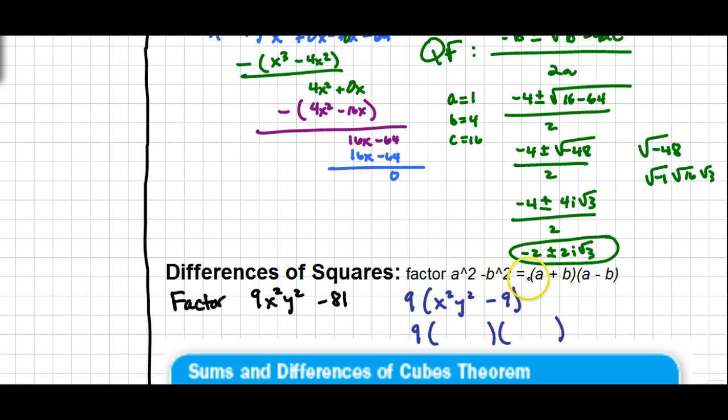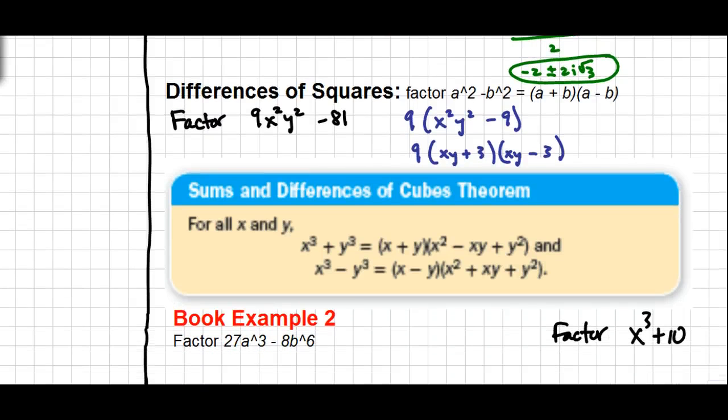And then I need the square root of the first term and the square root of the last term. So the square root of the first term is just going to be xy, so I put that at the beginning. The square root of 9 is 3 and 3. And the difference of squares, remember, you put 1 plus and 1 minus in between. So using that idea, let's move on now to difference of cubes and sums of cubes.